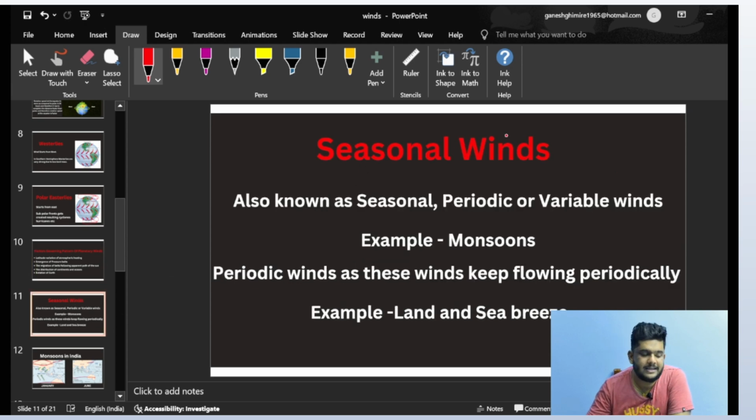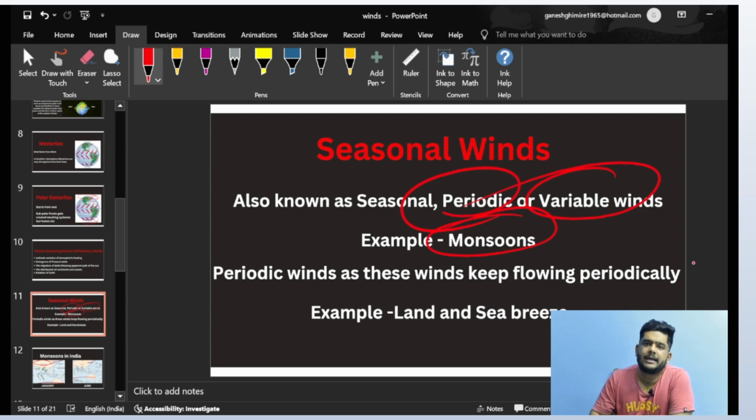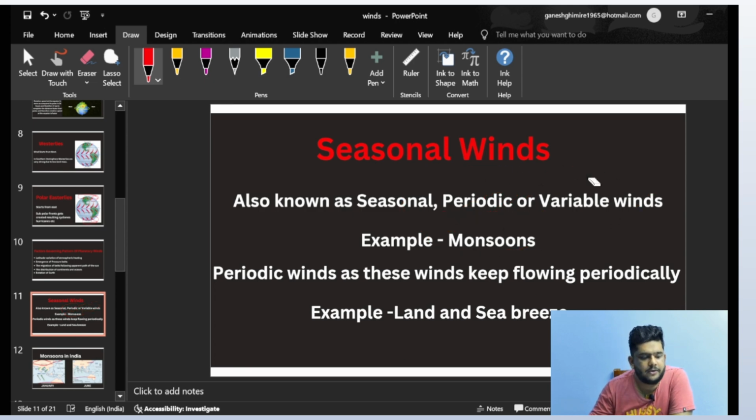All right. Now we move to the second type of winds, and that is seasonal winds. Seasonal winds are also known as periodic winds or variable winds. For instance, monsoon. Why is monsoon a periodic wind? Because in Bharat, monsoon comes in which month? Basically, monsoon comes in the month of June and July, right? So it is fixed, isn't it? It does not come in August or September, right? It is fixed, June and July. That is the reason why it's called periodic, all right?